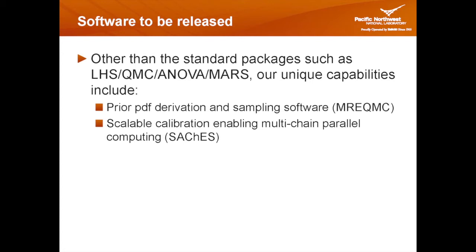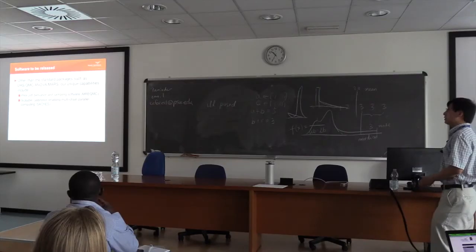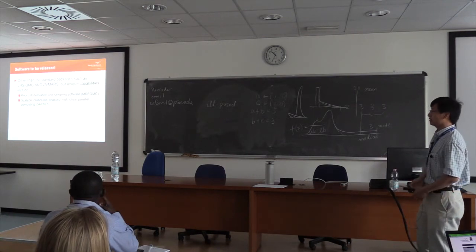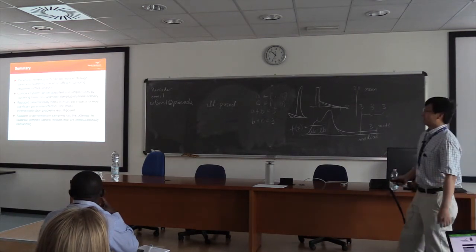So two softwares which are unique compared to the standard uncertainty quantification packages, which include sampling, surrogate development, sensitivity analysis packages, or surrogate-based calibration. But the two unique parts in our approach: one is the prior PDF derivation, and the other is a coupled sampling software called MRE QMC, which are to be released next year. If you need any help using these techniques, we can collaborate, for example.